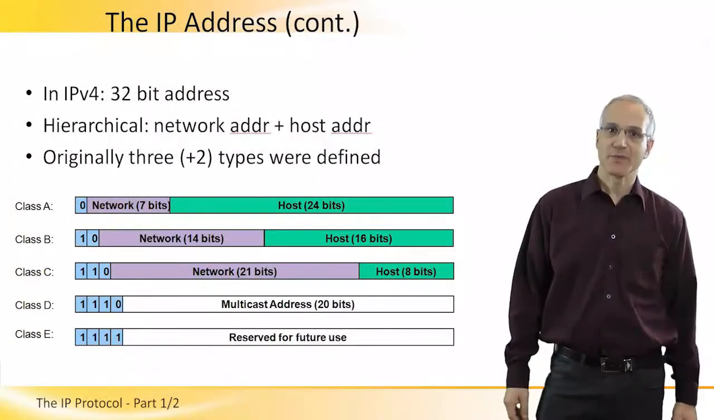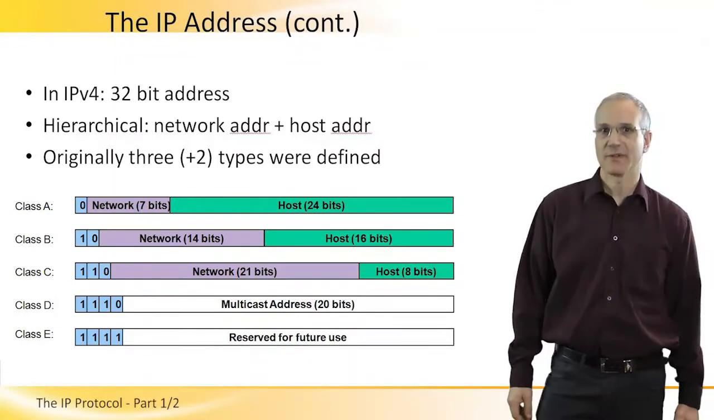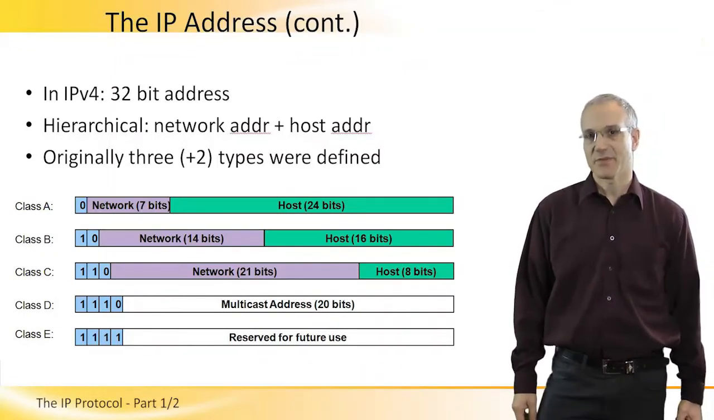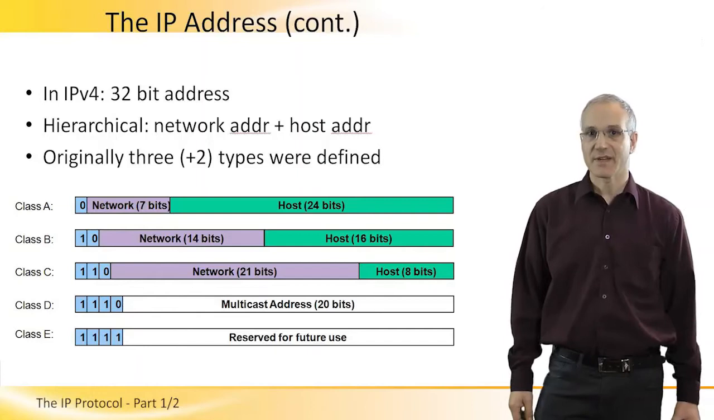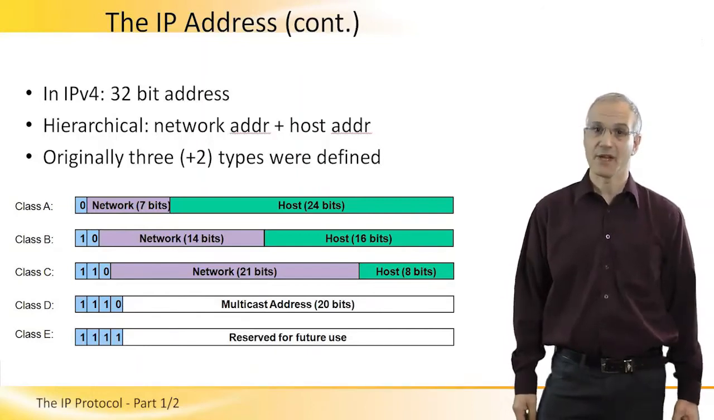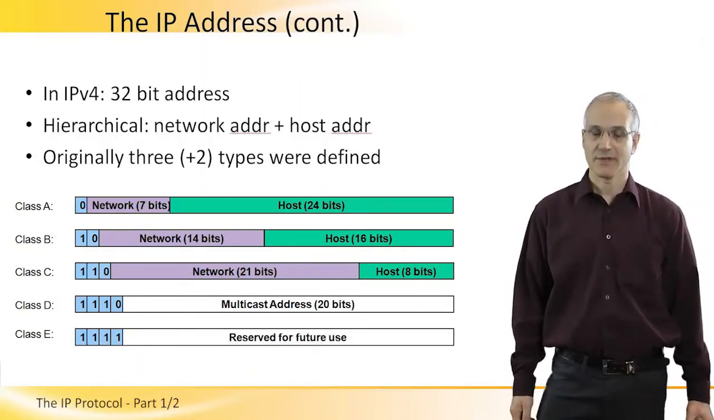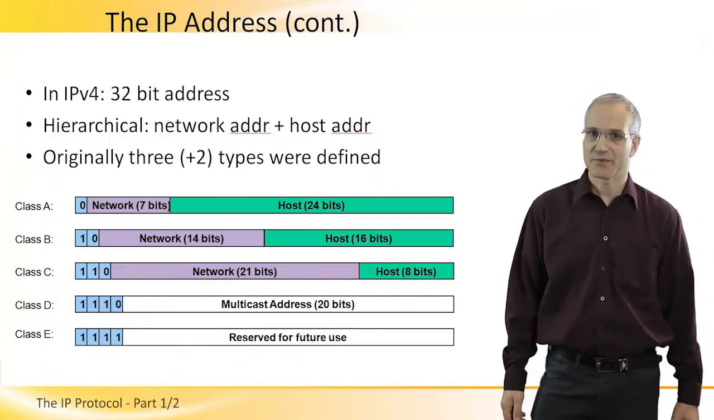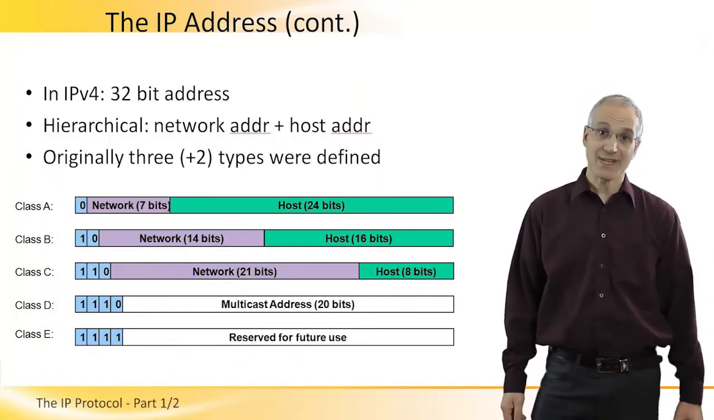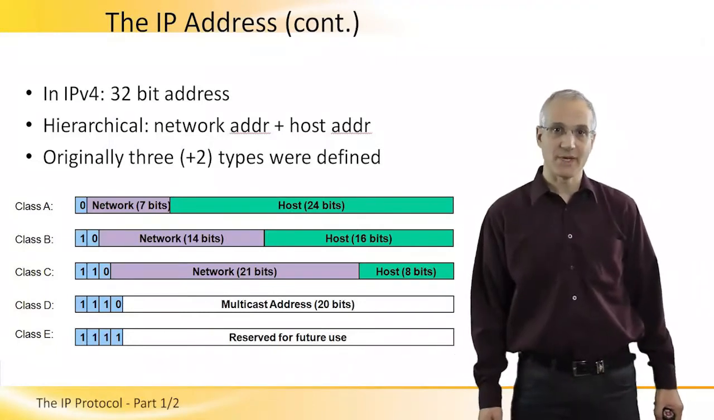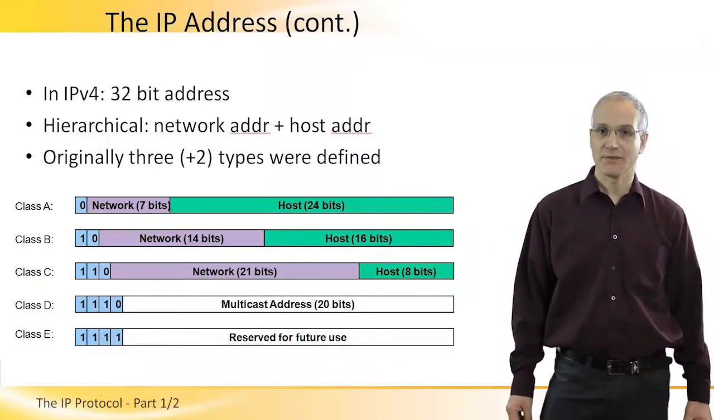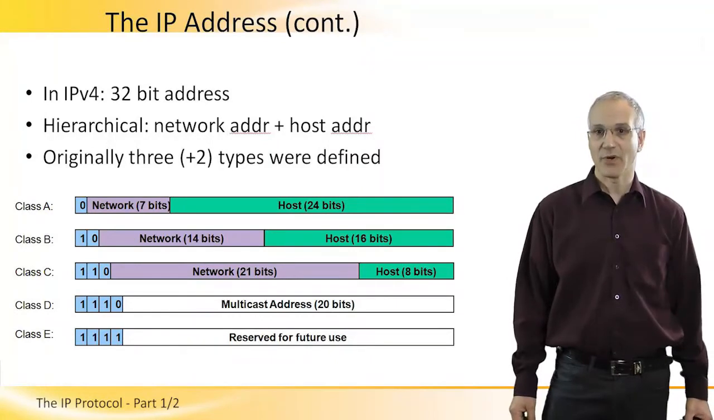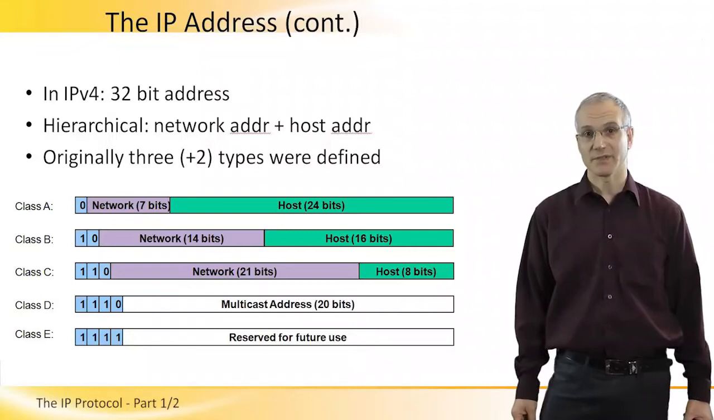In IP version 4, which is the version this talk is going to concentrate on, there are 32-bit IP addresses. The address is hierarchical, divided into 2 fields, a network address and a host address. 3 classes were originally defined. There are 2 additional classes for multicast and one which is reserved for future use. So the class A address starts with a 0, has a 7-bit network address, and 24 bits of host address. This enables us to build huge networks with up to 4 million hosts.